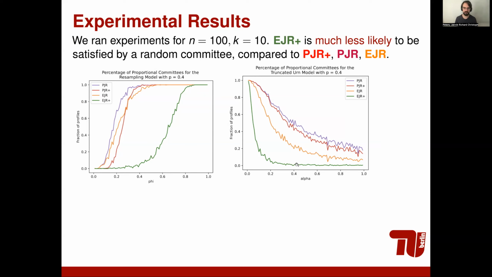The dark green line is EJR plus, and this dark green line is, for a large part, much lower than the other axioms. Also, curiously, you can observe here that EJR and PJR plus are logically incompatible. So they do not imply one or the other. You can see it on the left side that sometimes the red line is below the orange one, and vice versa.